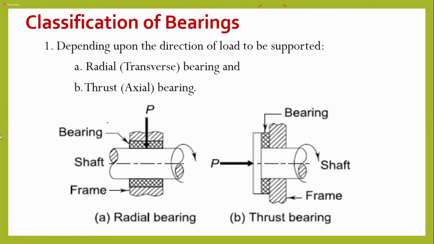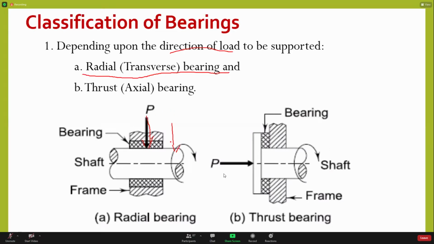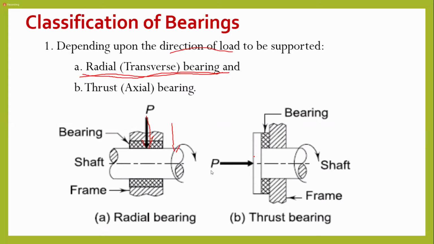The classification of bearings is normally based on many factors. In that, we will take a few factors. The first factor depends on the direction of the load. When the load is acting in the vertical direction, that means it is acting on the radius of the shaft, so it is also called a radial or transverse bearing. And then there is the thrust or axial bearing.